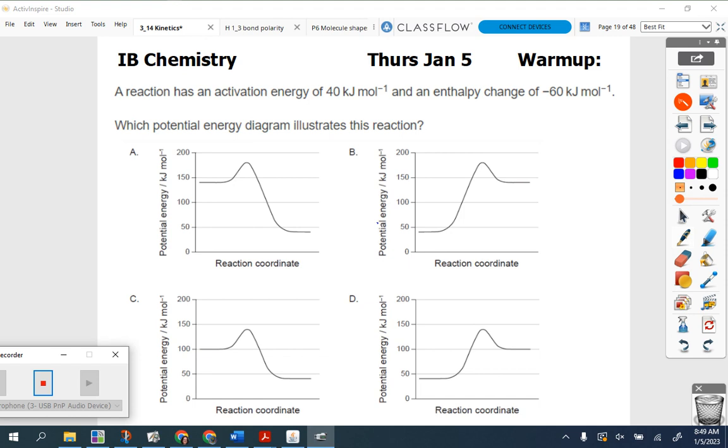You're told that you have a reaction with an activation energy of 40 kilojoules per mole and an enthalpy change of negative 60 kilojoules per mole. Which of these four diagrams illustrates that reaction? Mia, what do you think?